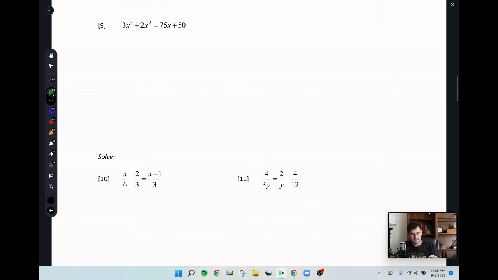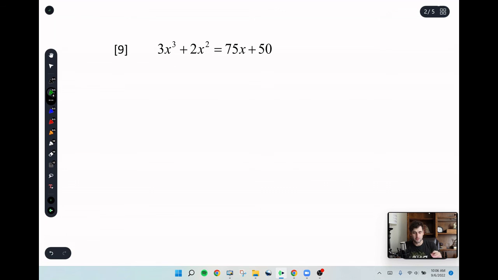Let's look at number 9 and give you a little head start on it. So number 9, it's a little different than the rest, right? It has an x cubed, which is a little tougher because now we've got to do an extra step of factoring. So before we get started, let's see what happens if we move everything over to one side. You'll be left with 3x cubed plus 2x squared minus 75x minus 50.